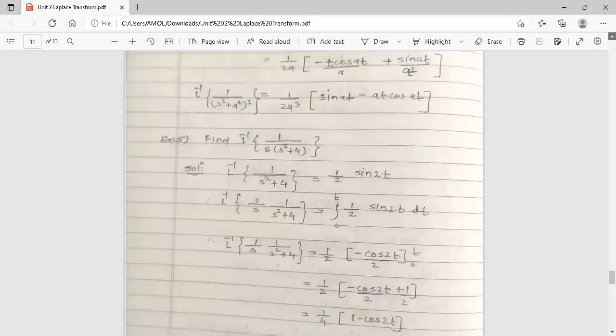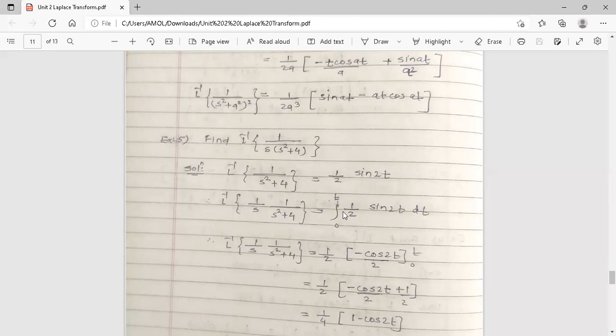And the last example is here, find the inverse Laplace transform of 1 upon s into (s square plus 4). Now how to find the inverse Laplace transform of 1 upon s into (s square plus 4)? Inverse Laplace transform of 1 upon (s square plus 4) is equal to sin 2t upon 2. Now 1 by s, division by s property.